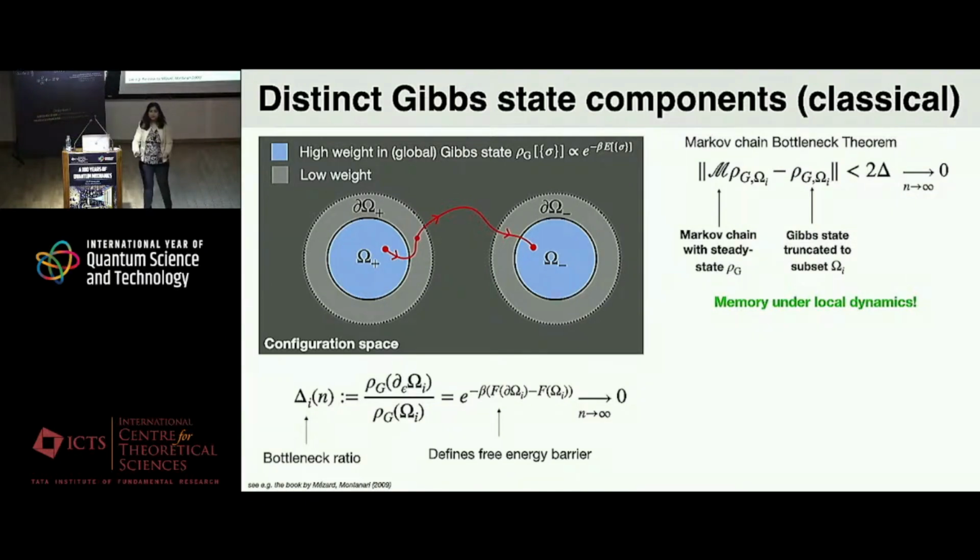Okay, so when the global equilibrium Gibbs state has this feature, so in an Ising model at low enough temperatures, these two blobs correspond to global magnetization above some threshold and global magnetization below some negative threshold.